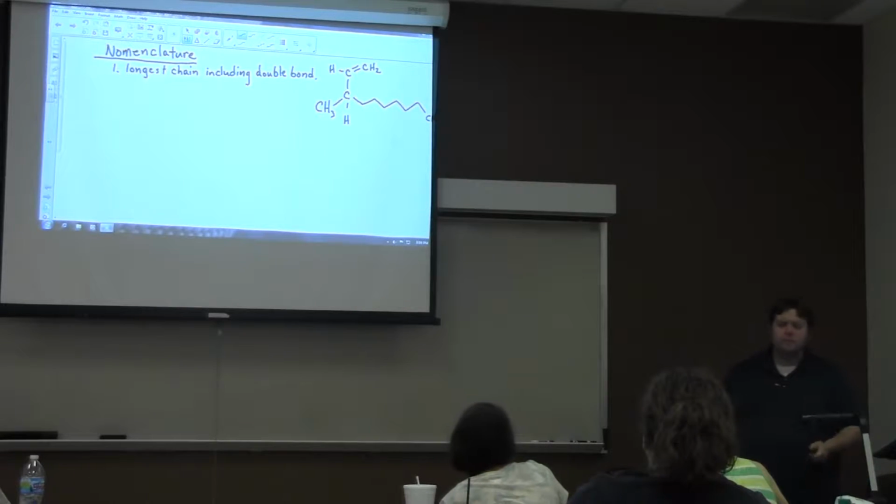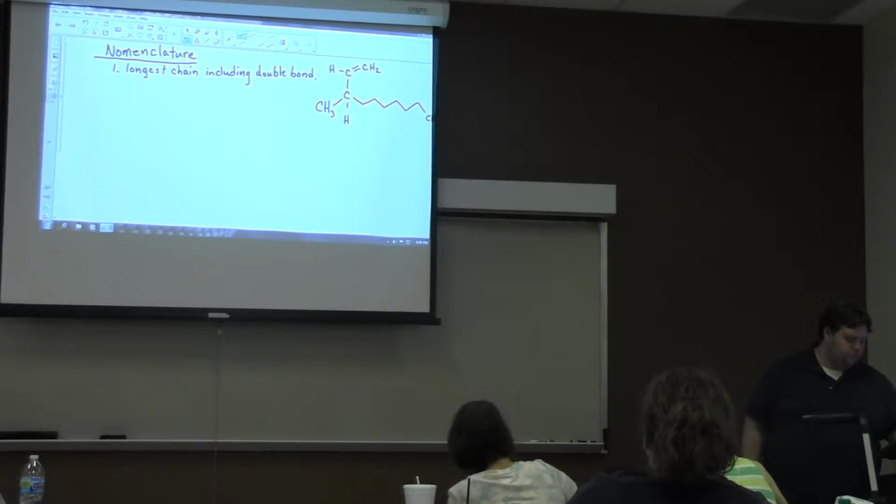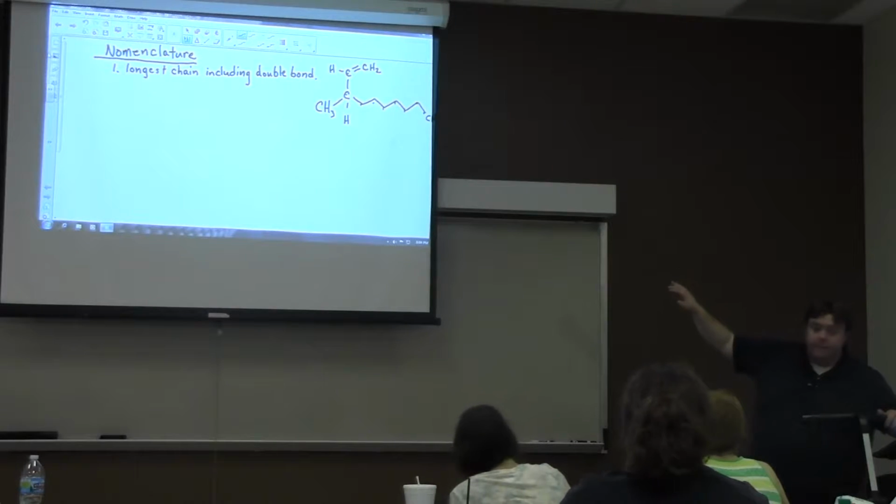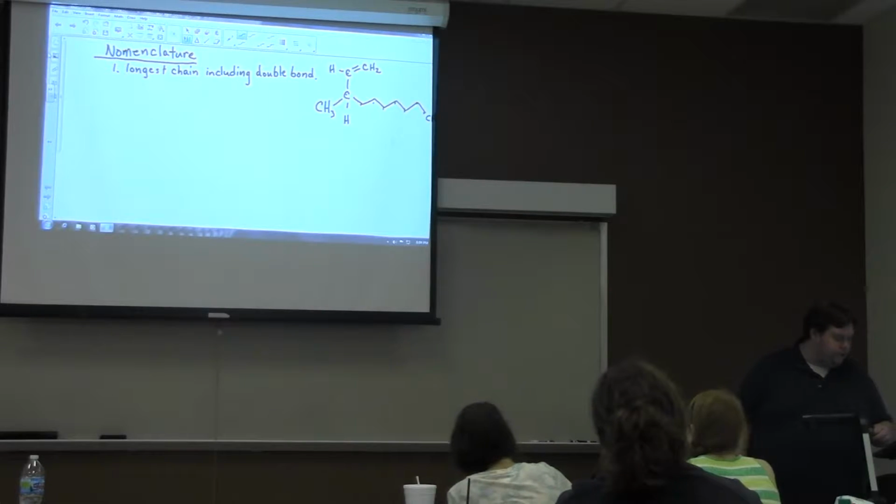What's our longest chain here? 1, 2, 3, 4, 5, 6, 7, 8, 9, 10. Good. Sometimes people are tempted to use just that bottom chain there and then treat the alkene as the substituent, but that's not the way it should be done. All right, so there's 10 carbons here.